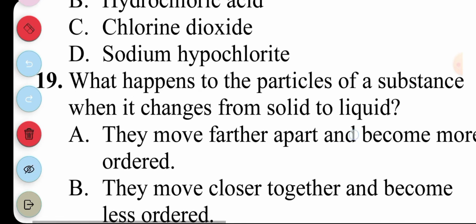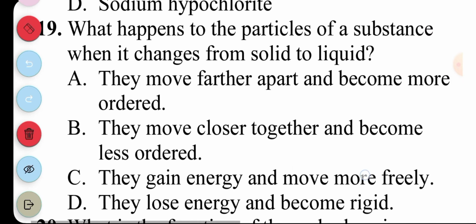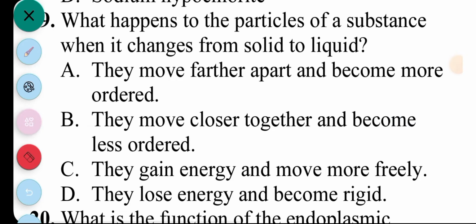19. What happens to particles of a substance when it changes from solid to liquid? A. They move further apart and become more ordered. B. They get closer together and become less ordered. C. They gain energy and move more freely. D. They lose energy and become rigid. Now go for A. They move further apart and become more ordered.